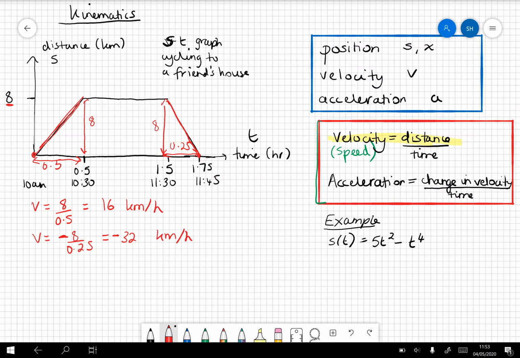But the problem with these kinds of scenarios is that they're not that realistic to what really happens. If you think about this example of cycling to your friend's house, you don't start at your home and then immediately go at 16 kilometres an hour, right? You have to start pedalling slowly and then you gradually speed up. So a more realistic graph might look a little bit more like this green line. So you start off really slowly, your distance only increases a little bit at a time, but then as you gain momentum, you start to go a bit faster.